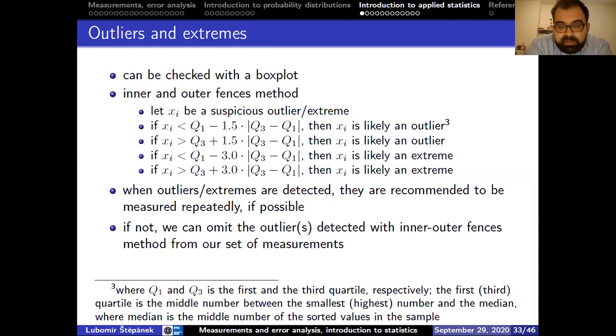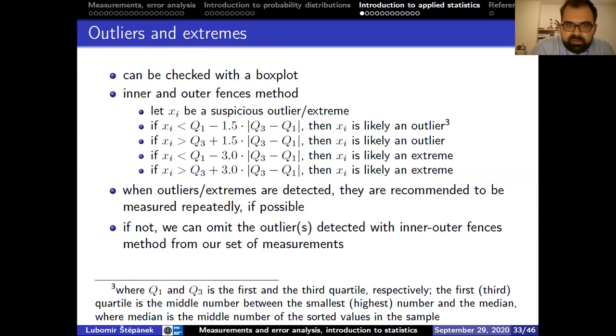Inner and outer fences by Professor Fisher, a more than 100 years old method, but still good. So let's suppose that we have a sample of readings, and Xi is just a suspicious outlier. As I said, the rest of the values are pretty close to, for example, the average, but one of the values is absolutely far from the rest of them. It's like 10 times larger. There was something massive when you measured this suspicious outlier.